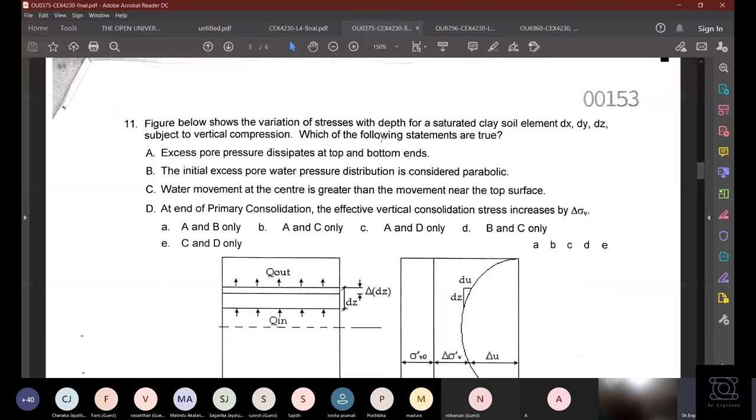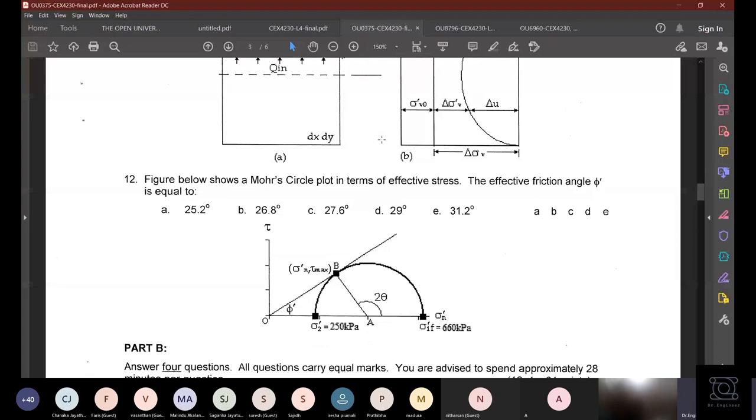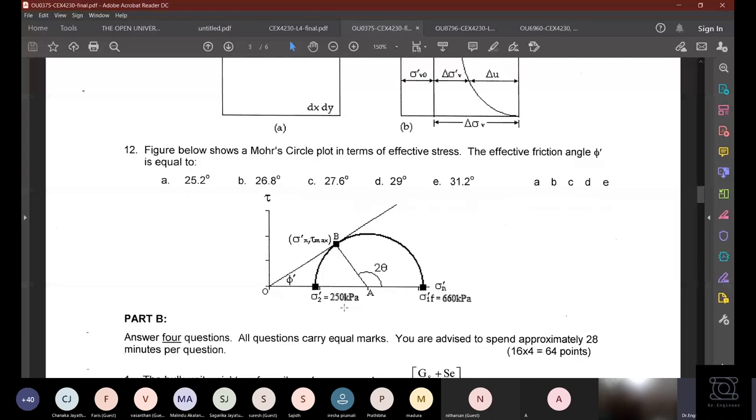12th one. Final question for this paper. The figure below shows the Mohr circle plot in terms of effective stress. The effective friction angle is equal to, fairly simple, you have to calculate the radius of the circle first. So radius is (660 minus 250) by 2, right? So you have to subtract and find it, that is 205. And you have to find the coordinate of the center, that is (660 plus 250) by 2. So that gives 455, right? So you have to find the angle, that is sine inverse 205 by 455. It's a simple geometry question.